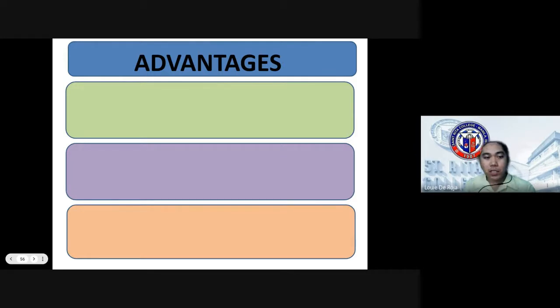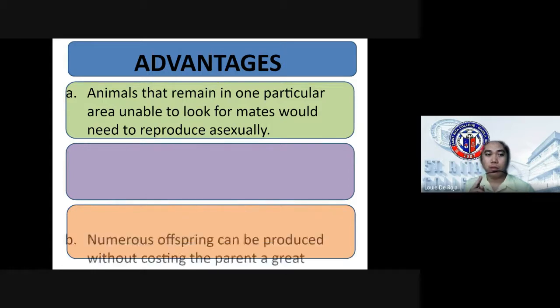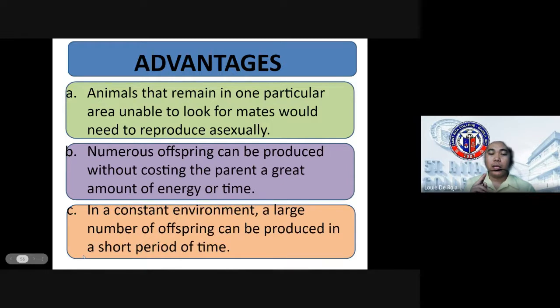So, ang advantages naman niya, ito, animals that remain in one particular area unable to look for mates would need to reproduce asexually. Second, numerous offspring can be produced without costing the parent a great amount of energy or time. In a constant environment, a large number of offspring can be produced in a short period of time. Mabilis lang naman siyang mag-reproduce. Mabilis mabubuhay, mabilis din mamamatay, di ba?